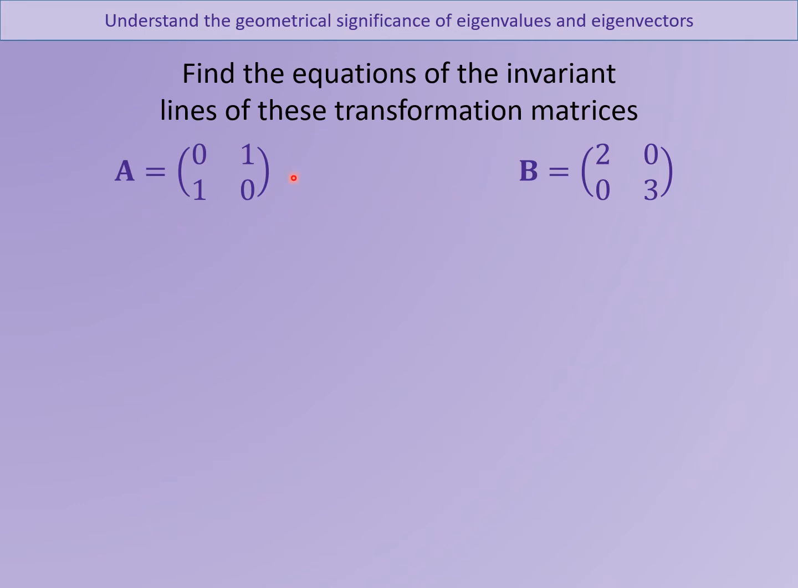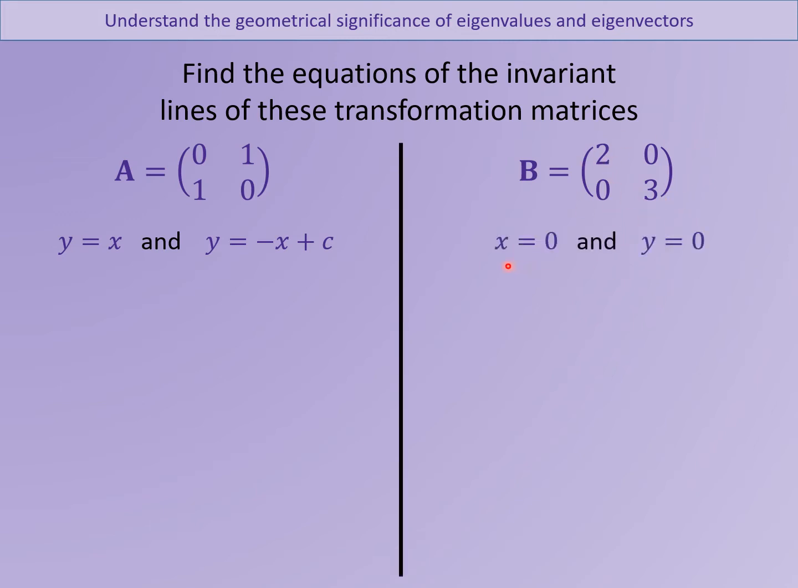Okay, well done. If you haven't noticed, A is a reflection in the line y equals x. So the two invariant lines for that transformation will be y equals x and y equals minus x plus c. B is a two-way stretch by scale factor 2 in the x-axis and scale factor 3 in the y-axis. So the two invariant lines in that case will be the two axes themselves, the y-axis and the x-axis. They would not vary under that transformation matrix.